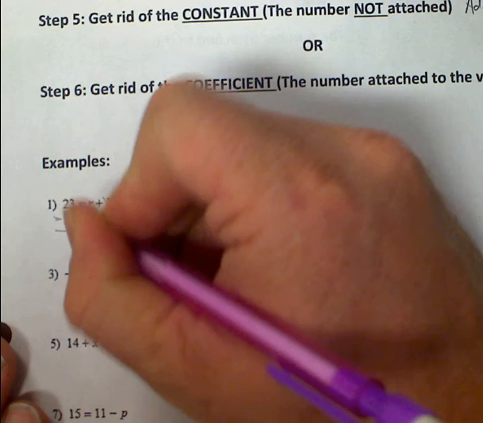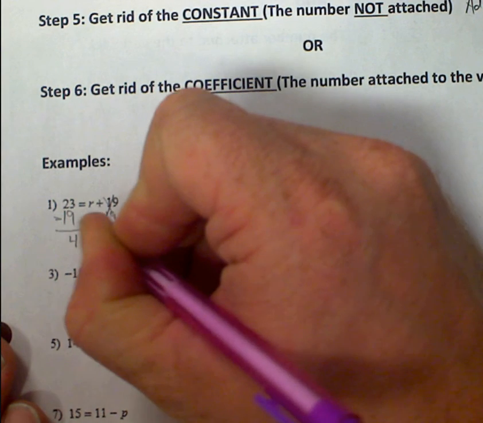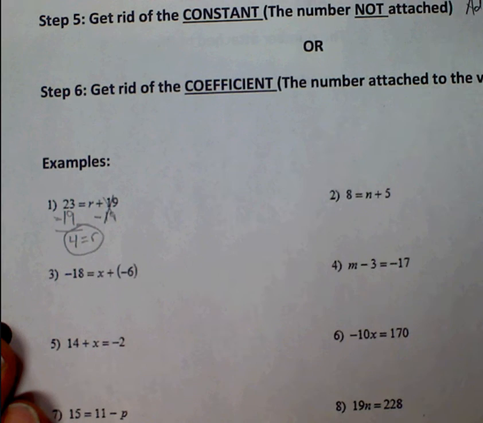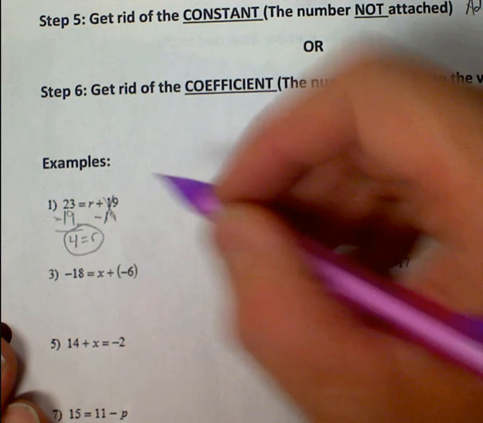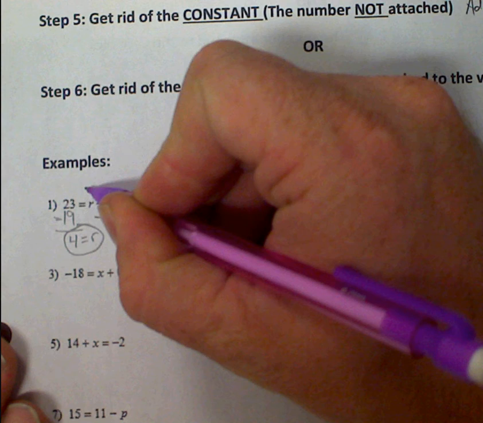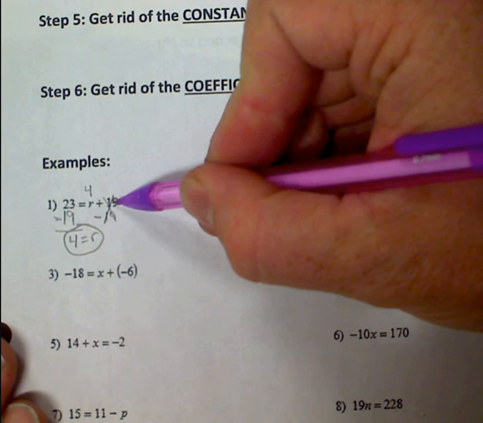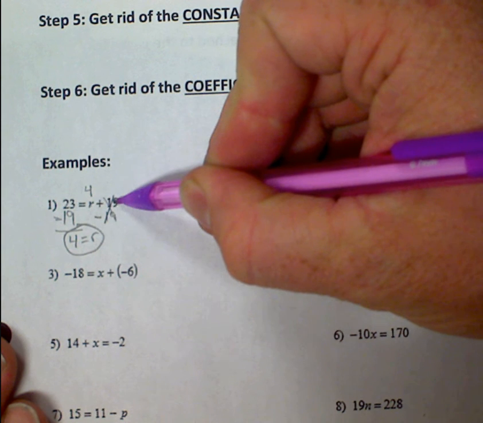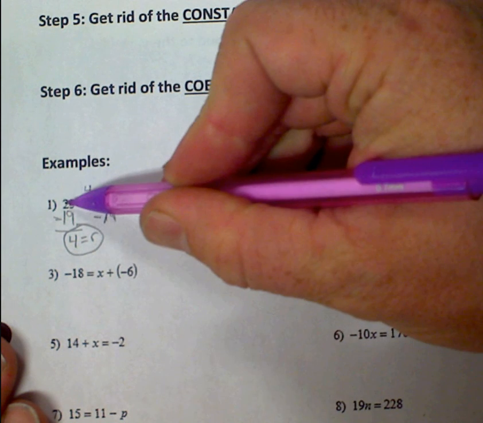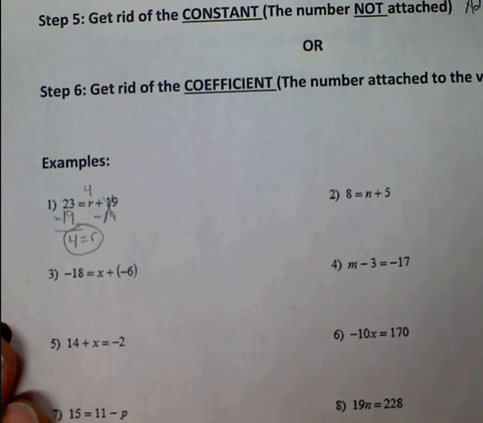23 minus 19 is 4. Therefore, r equals 4. We can double check our answer by plugging back in. Does this make sense? If r is 4, then I would say 4 plus 19. That's 23. Does 23 equal 23? Yes, so it makes sense.